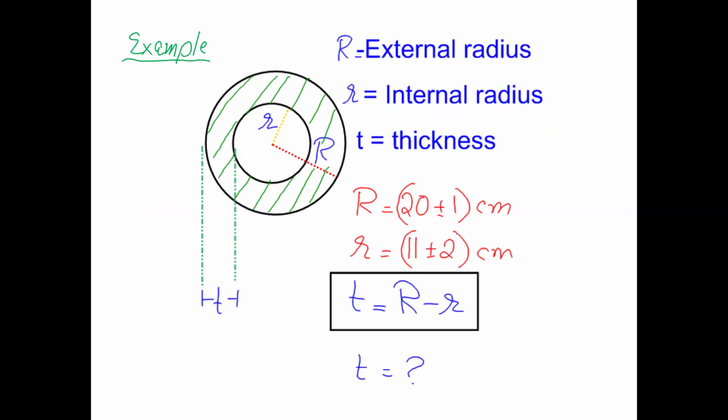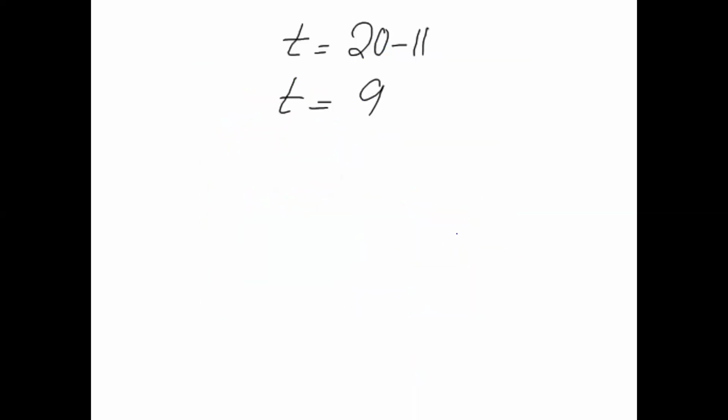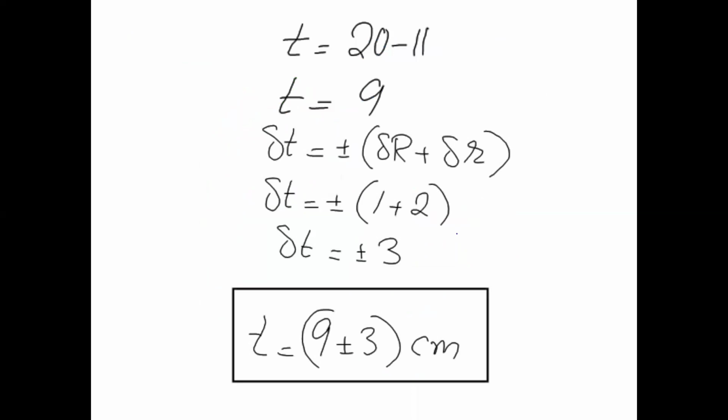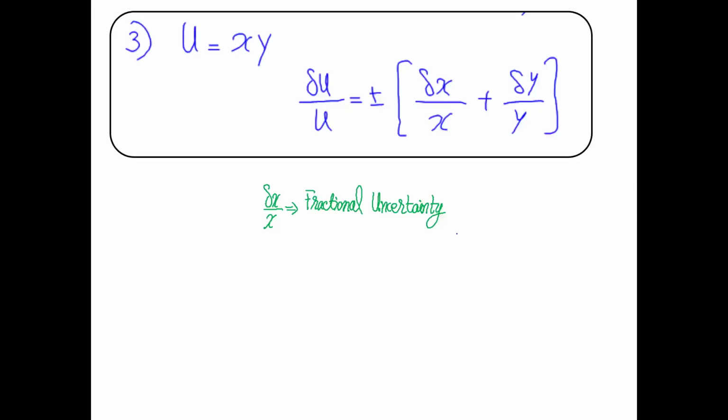No need to copy the question. Just look at it orally and find the thickness and the uncertainty. Sir, the thickness will be 9 and the uncertainty will be plus minus 3. Now, copy this.